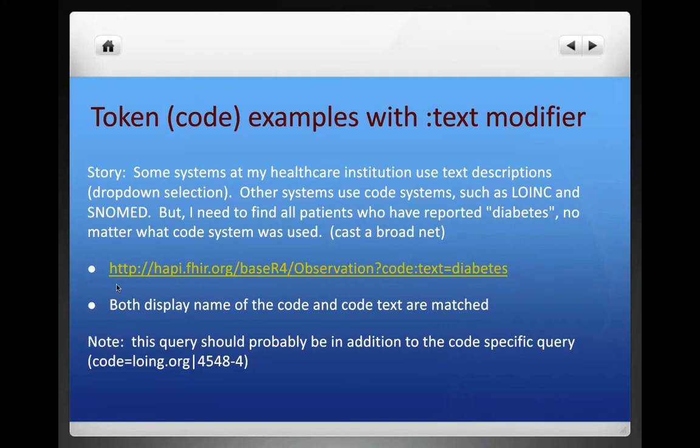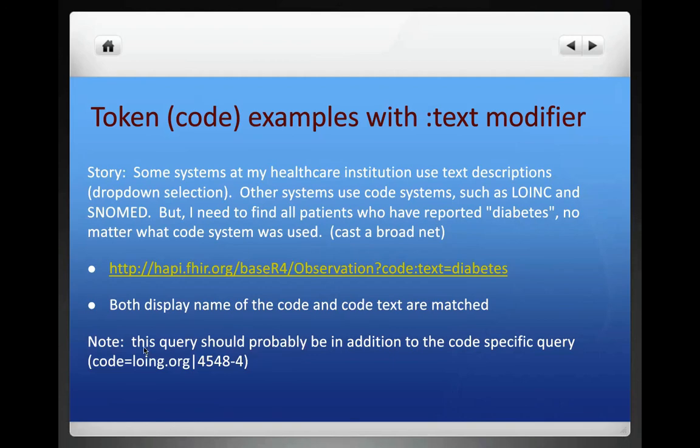So in that particular case, we're going to say, go to our FHIR server. We're going to look for observations where the code, anywhere in the text of the code, contains the word diabetes. Now, that's a little misleading because it could also potentially, if it's just text, be not diabetes. And so that's a little risky, but just so that you understand, this can still be very useful. Both the display name of the code and the code text are matched.